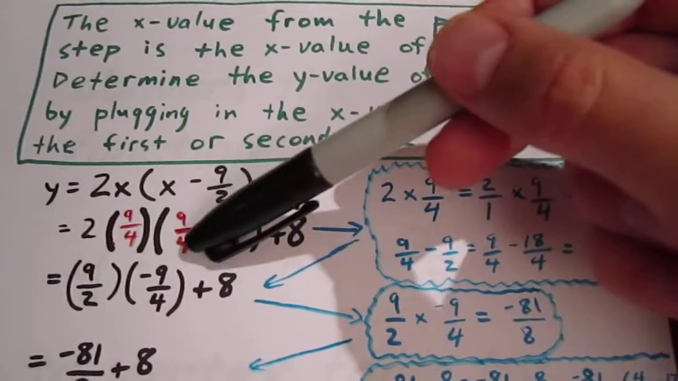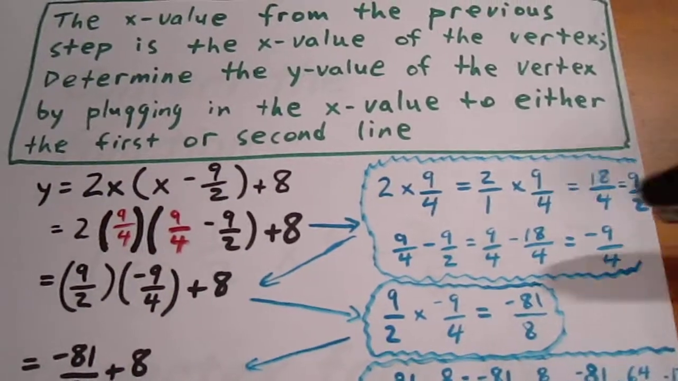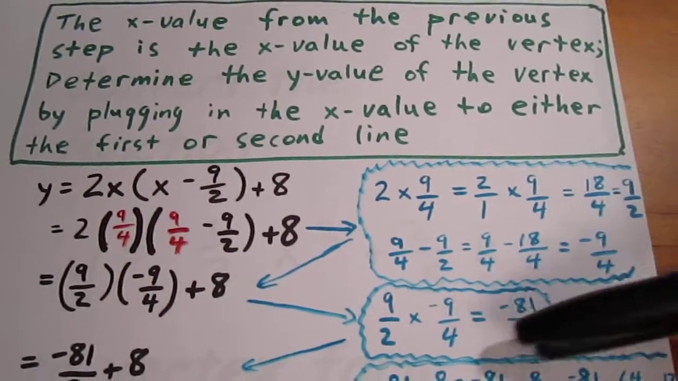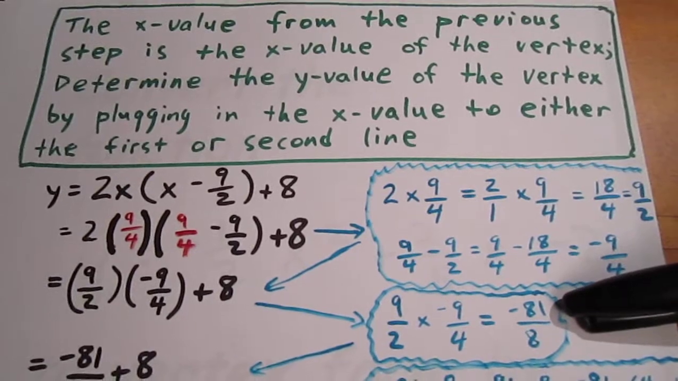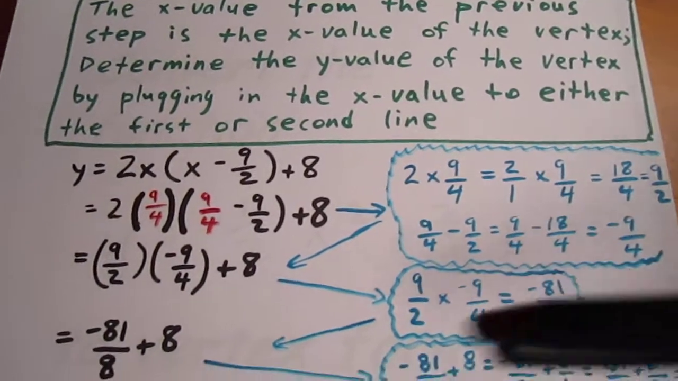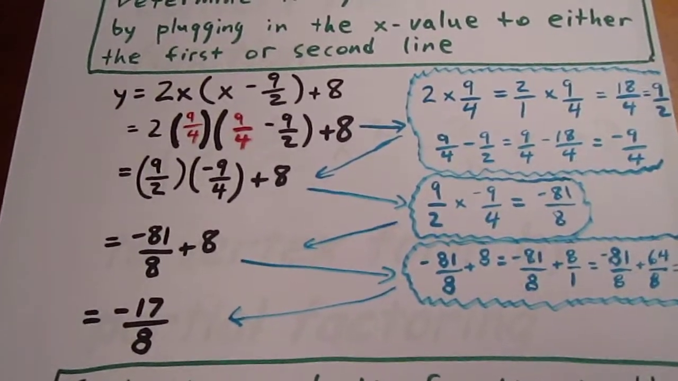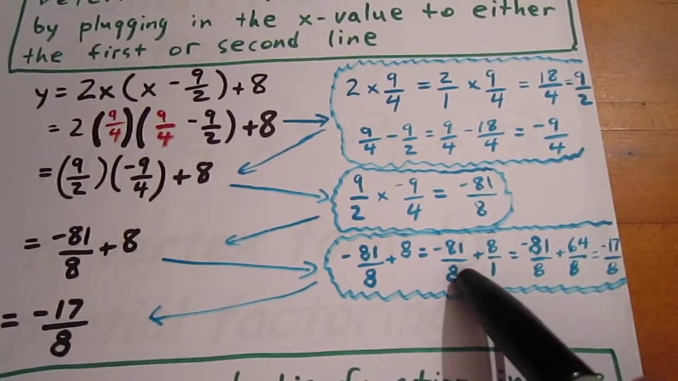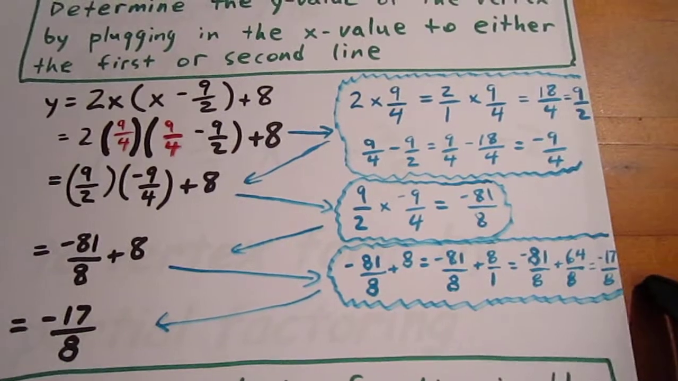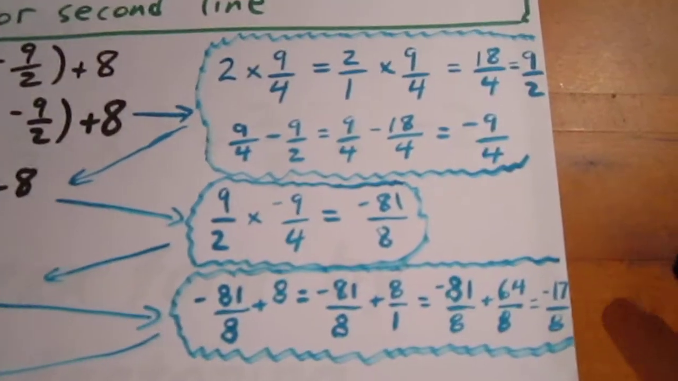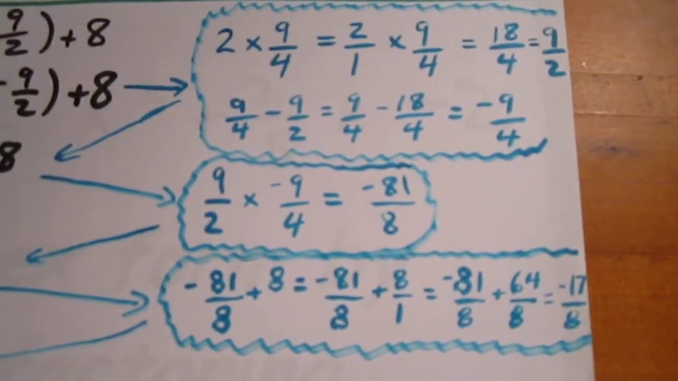And that brings us to this line. If you follow the steps, 9 quarters times negative 9 halves times negative 9 quarters is negative 81 over 8. So we get negative 81 over 8 plus 8, which is negative 17 over 8, because when you have a common denominator of 8, this is your result. I'll let you focus on that fraction work a bit.